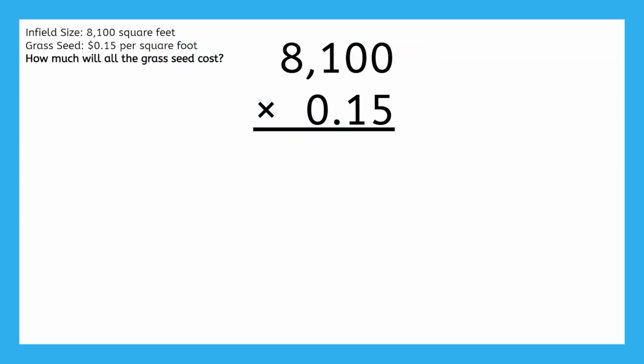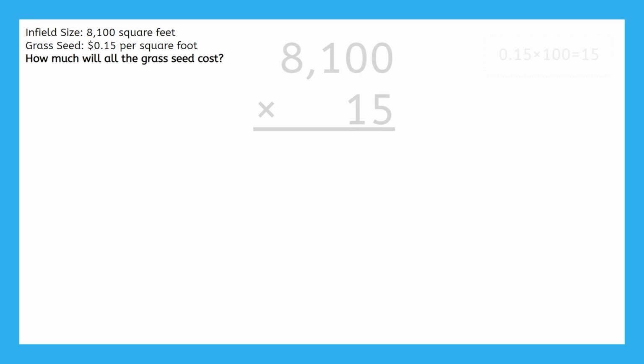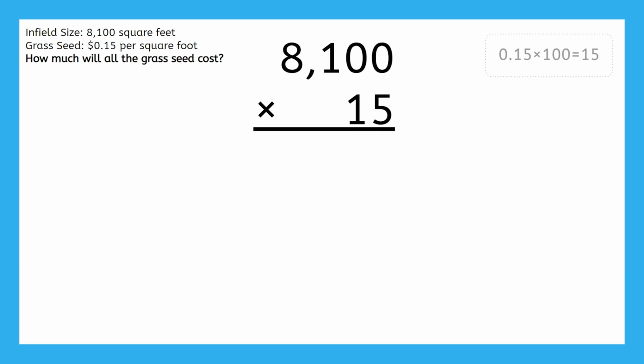So, if we multiply 15 hundredths by 100, each digit shifts 2 places greater, and it becomes 15, a whole number. Now let's multiply 8,100 by 15. We always start with the smallest place first, so we'll multiply 8,100 by 5 ones. 5 times 0 is 0. 5 times 0 again is 0. 5 times 1 is 5. And 5 times 8 is 40.